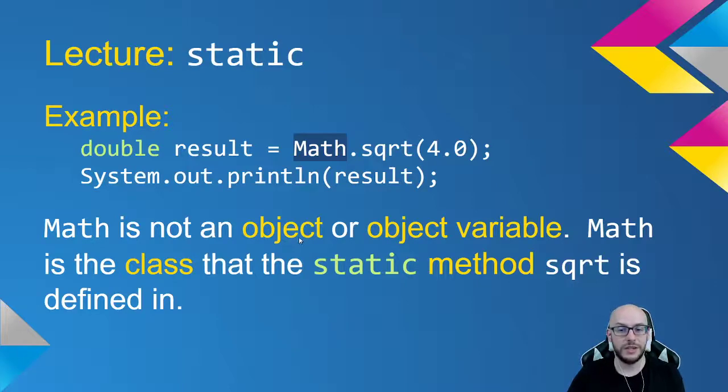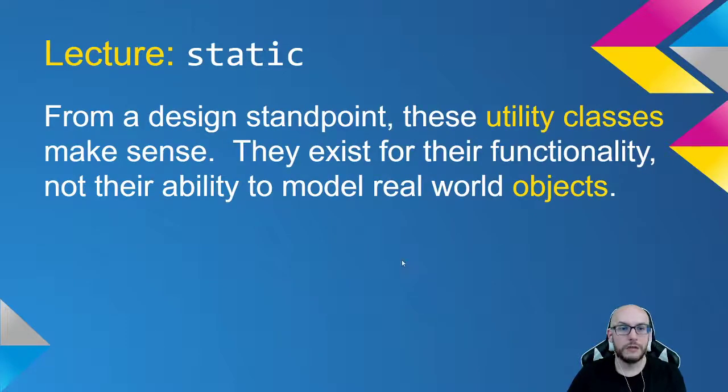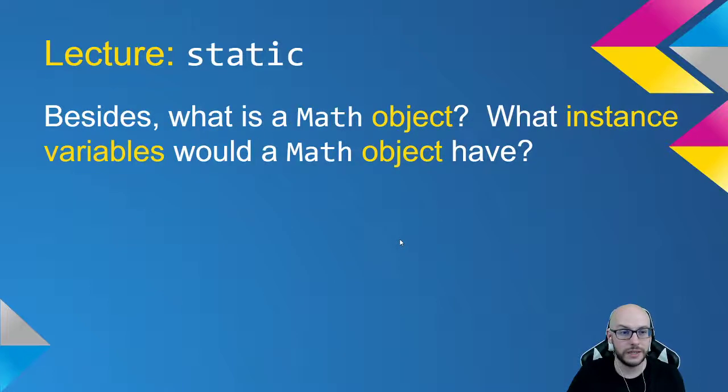Math is not an object. It's not an object variable. Math is the class that the static method sqrt is defined in. From a design standpoint, here's where I hope everything clicks. From a design standpoint, these utility classes make sense. They exist for their functionality, not their ability to model real-world objects. Besides, what is a Math object? What instance variables would a Math object have?